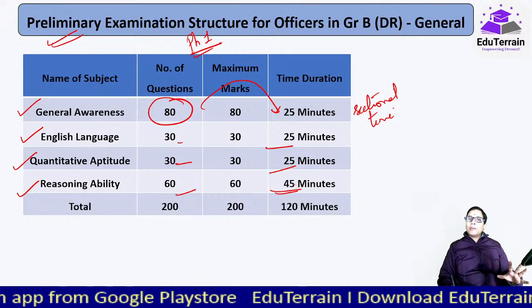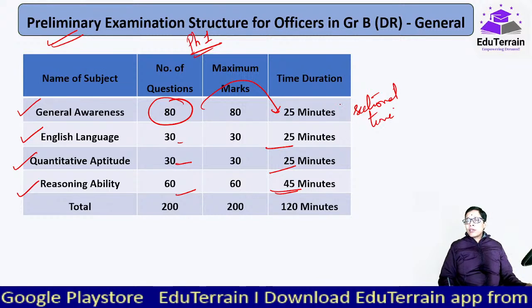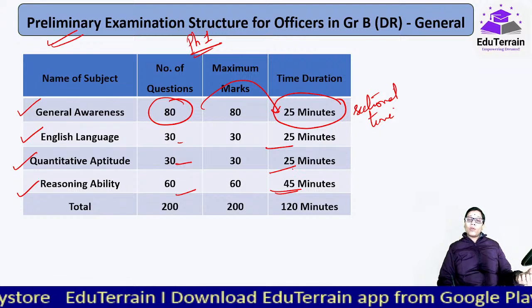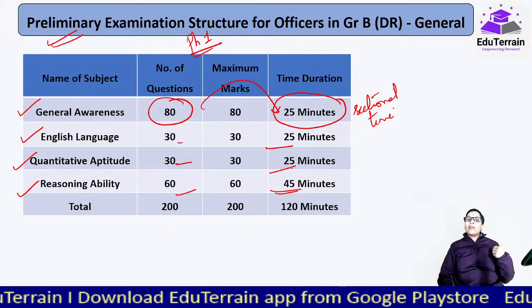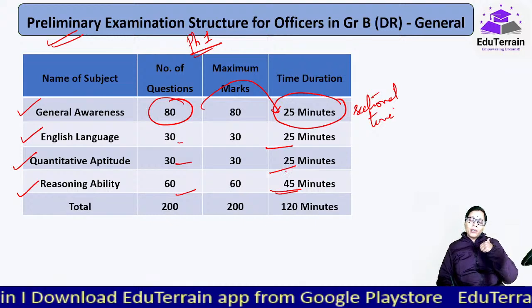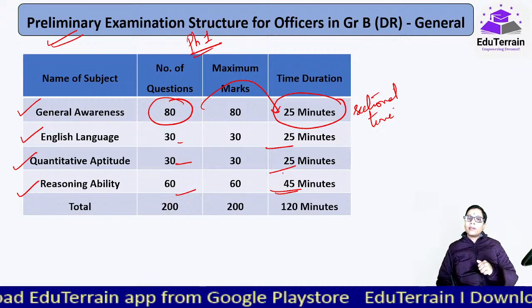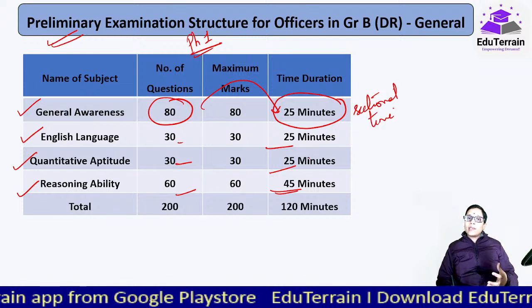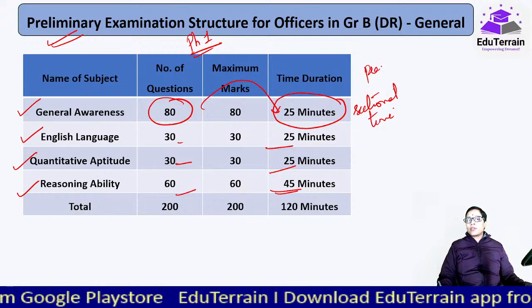The paper would be of moderate to high level. And as you can see, since sectional timings are there, you can't save time in one section and utilize it for another section. So you have to very carefully plan your attempt and accordingly go ahead. And in order to increase the pace at which you are able to answer, a lot of practice is required.